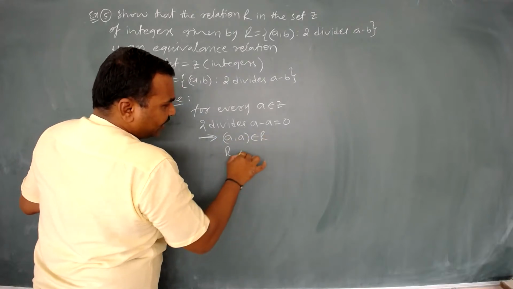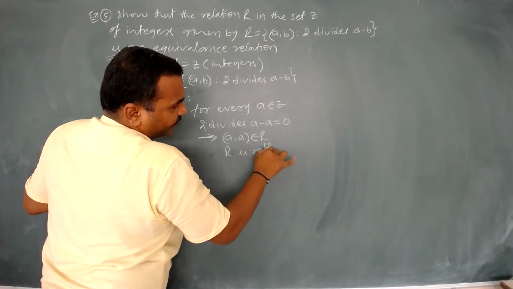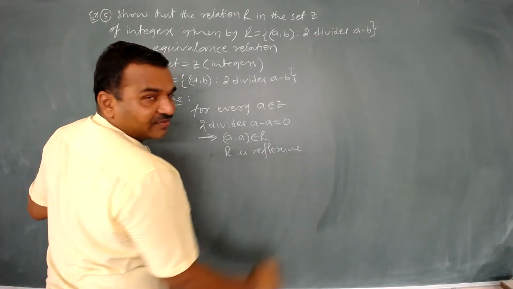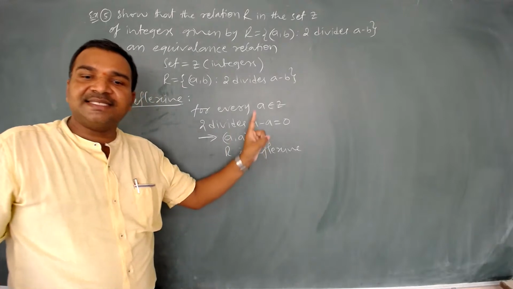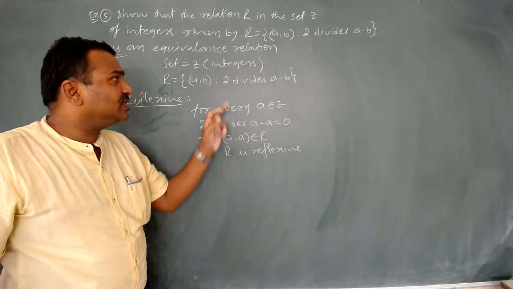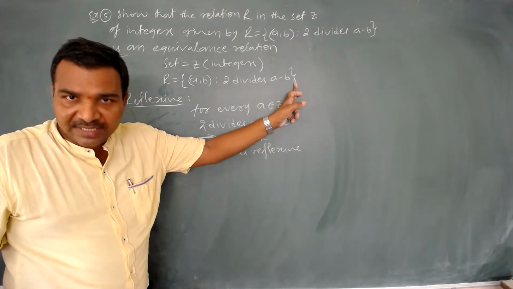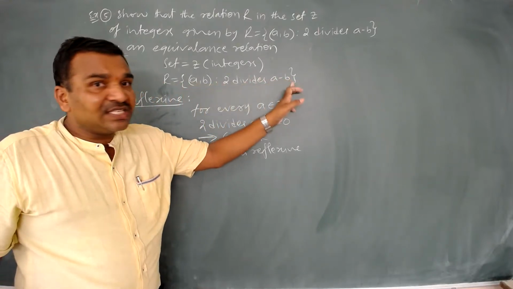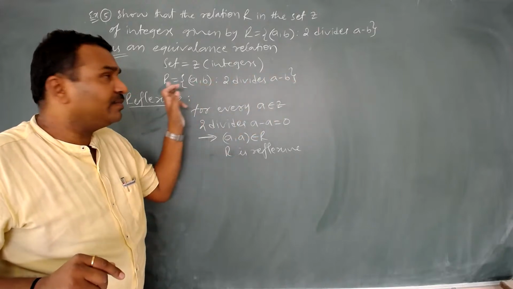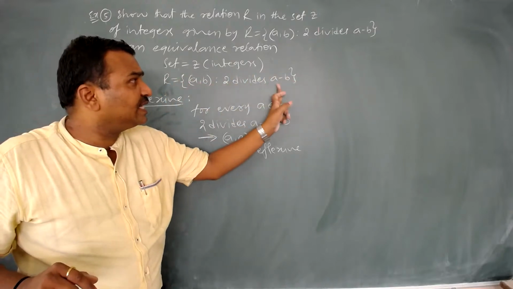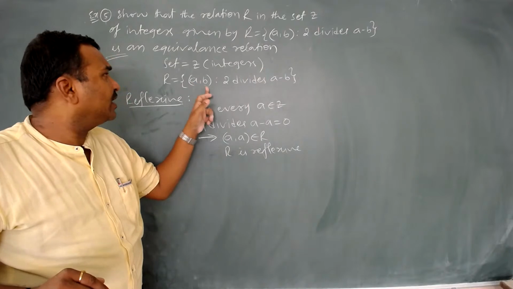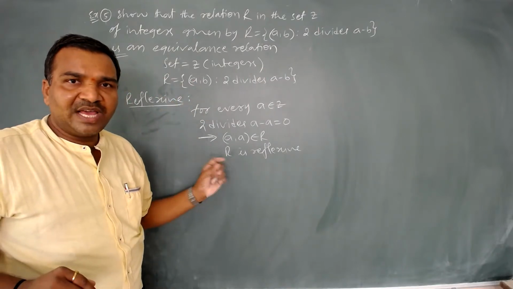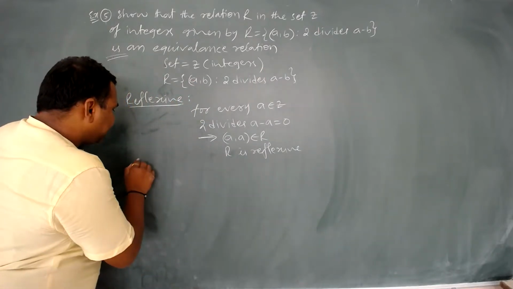Therefore R is reflexive. Why is it reflexive? Because (a, a) satisfies the condition. What is the condition? 2 divides a minus a. That's why (a, a) belongs to R. If 2 divides a minus b, then we can write (a, b) belongs to R. But 2 divides a minus a means (a, a) belongs to R. That I have written. Next, go for symmetry.